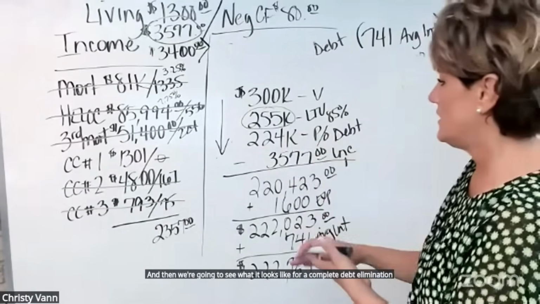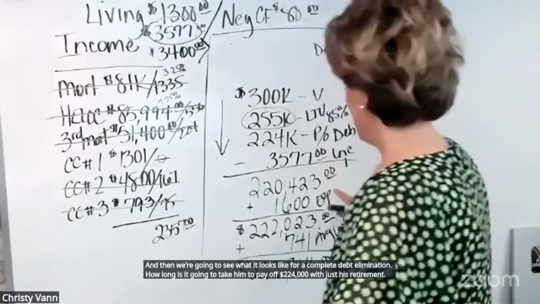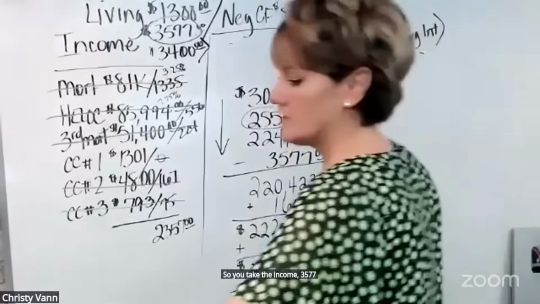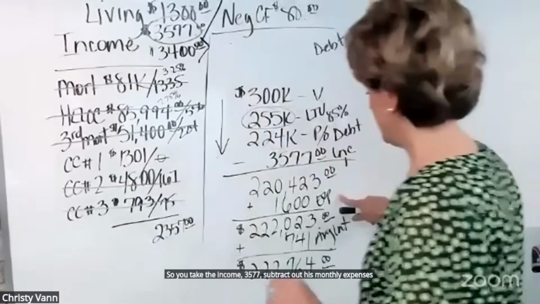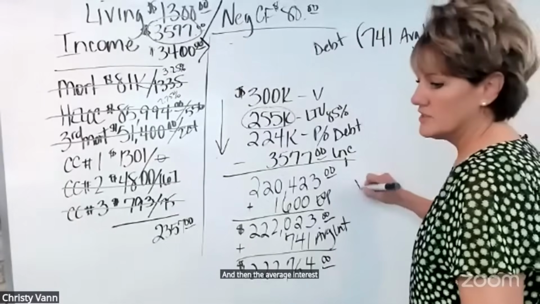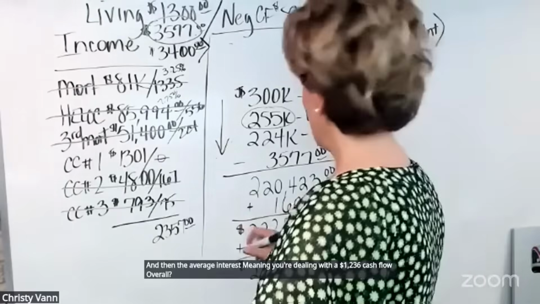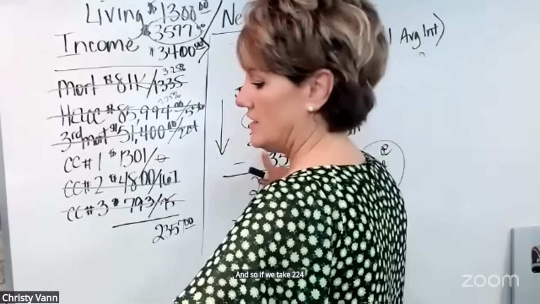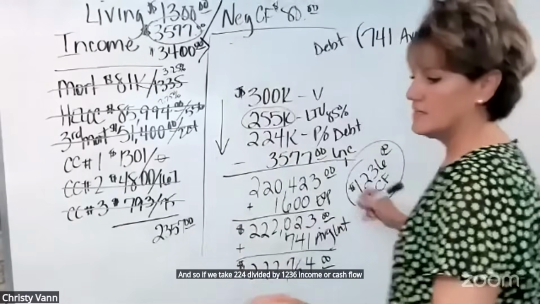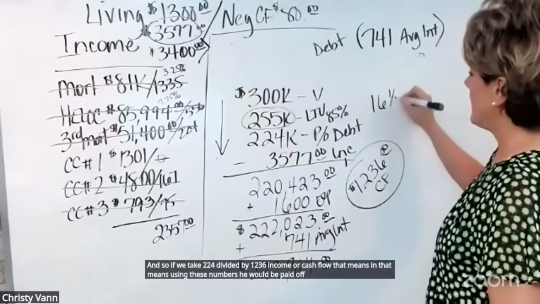How long is it going to take him to pay off $224,000 with just his retirement? So you take the income, 3577, subtract out his monthly expenses that we are showing a little bit more than he showed, and then the average interest, meaning you're dealing with a $1,236 cash flow overall. And so if we take 224 divided by 1236 income or cash flow, that means using these numbers, he would be paid off in 16 and a half years.